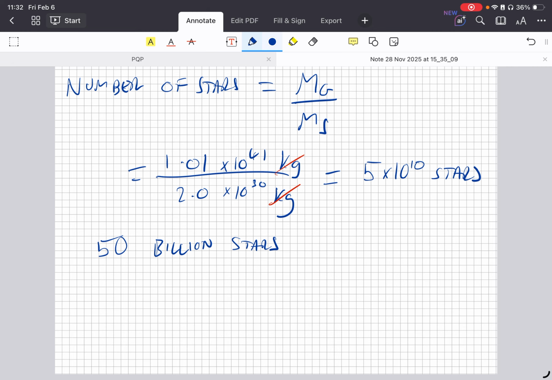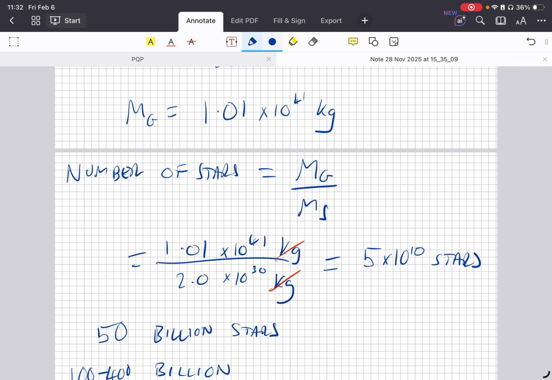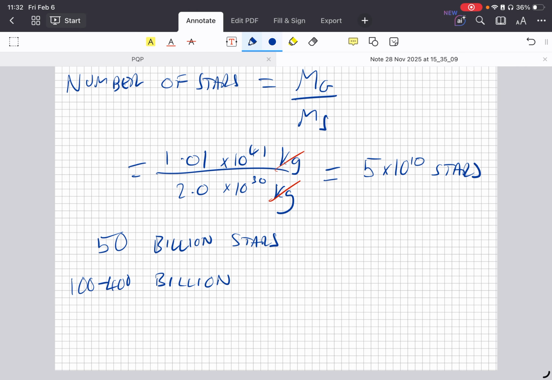The actual number is 100 to 400 billion. That's the current estimate for the number of stars in the galaxy. So we've made some fairly drastic assumptions, but we still come out with something which isn't too bad. We're out by a factor of 2, which, given the severity of those assumptions, isn't too bad. And this kind of calculation is very common. This is what physicists call a back of the envelope calculation, where you just make a whole bunch of approximations and see what comes out.